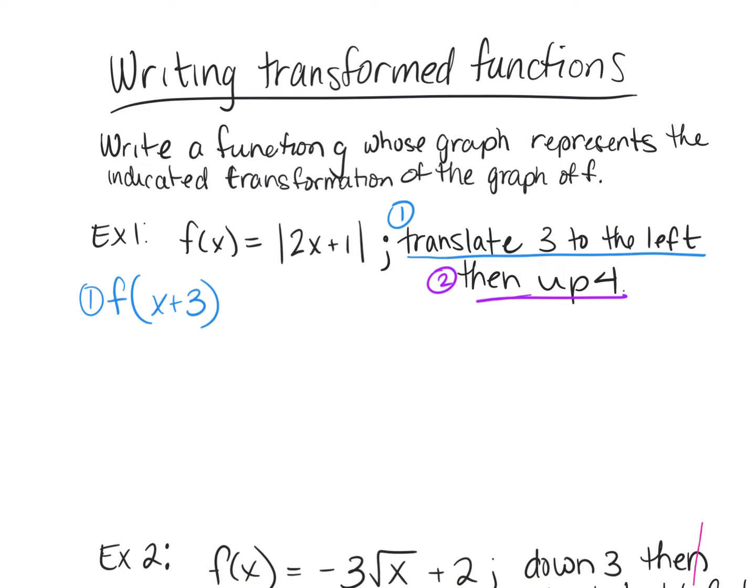Now we're going to do that transformation. We did this last week. We substituted and evaluated functions. If I said find f of x plus 3, that meant plug in x plus 3 for the variable. So we have the absolute value of 2 times my transformation x plus 3, because that's what it means when it's inside the parentheses, right?